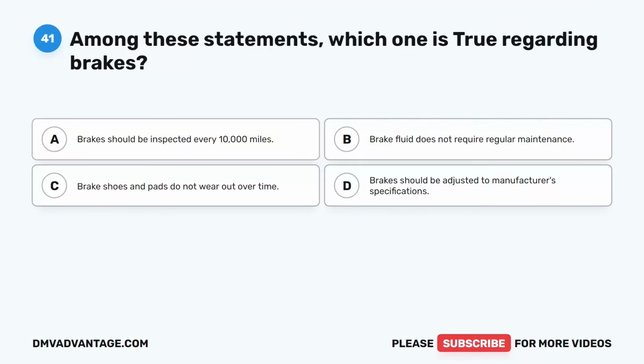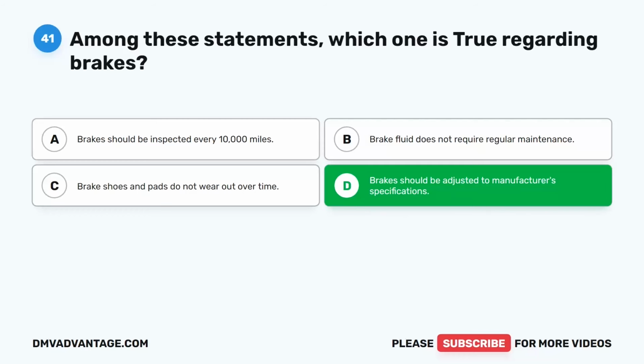Question 41. Among these statements, which one is true regarding brakes? A. Brakes should be inspected every 10,000 miles. B. Brake fluid does not require regular maintenance. C. Brake shoes and pads do not wear out over time. D. Brakes should be adjusted to manufacturer's specifications. The correct answer is D. Brakes should be adjusted to manufacturer's specifications.